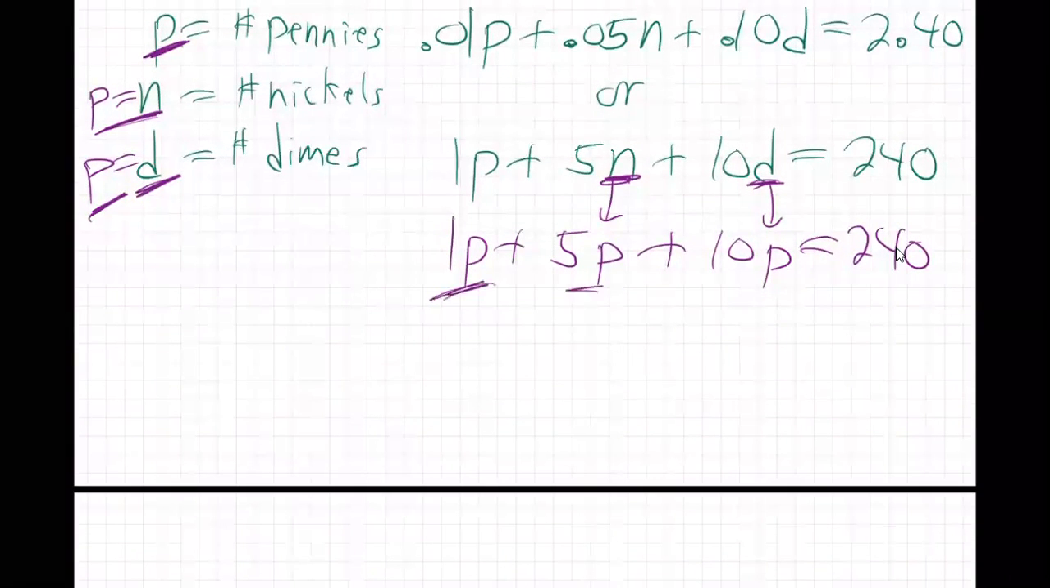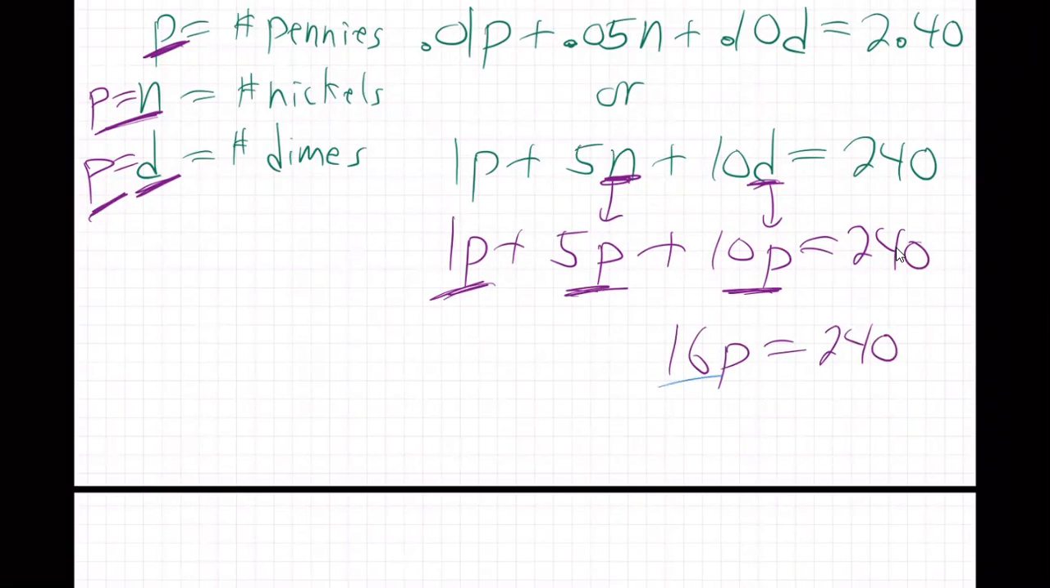And now we can add these up. Now that we have only one letter, now we can handle it. Add that up, what's that, 16P? 16P is 240. And then just divide by 16. P equals, I don't know, whatever that is, 15. So there must be 15 pennies.